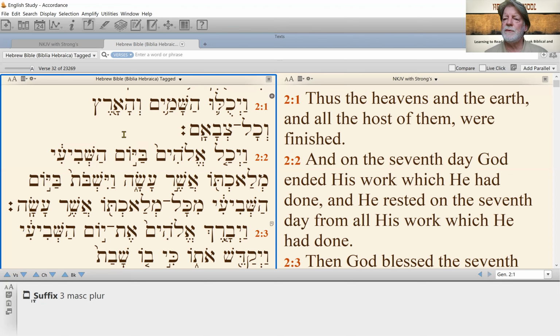The Lord bless you and keep you. The Lord make his face shine upon you and be gracious to you. The Lord look upon you with favor and give you peace. In Yeshua's name, amen.